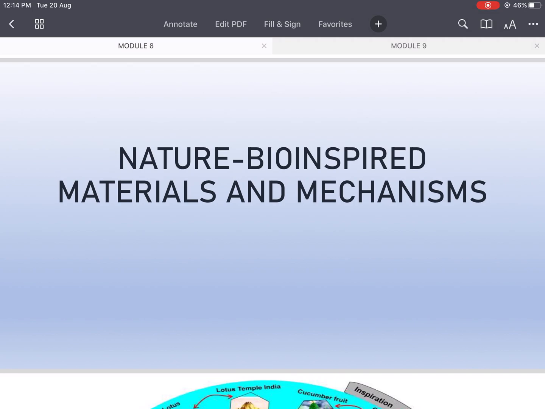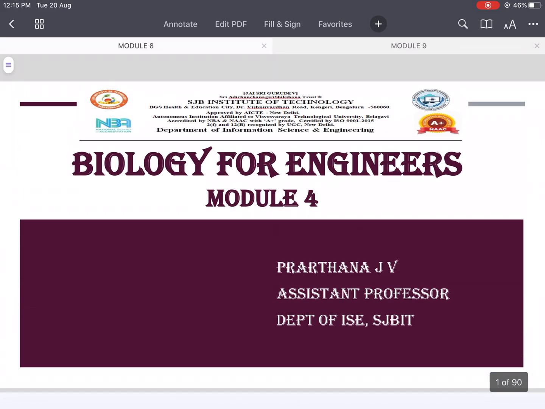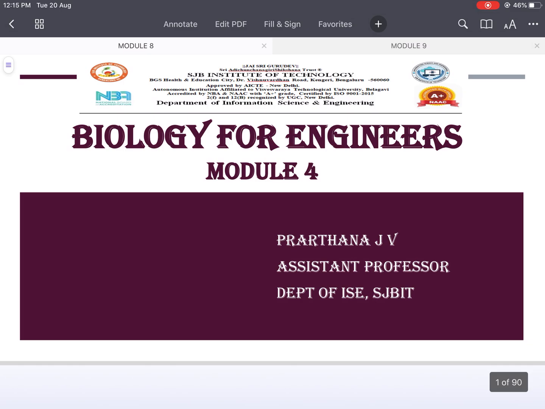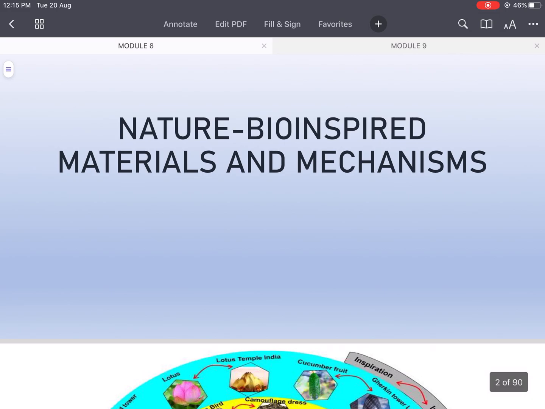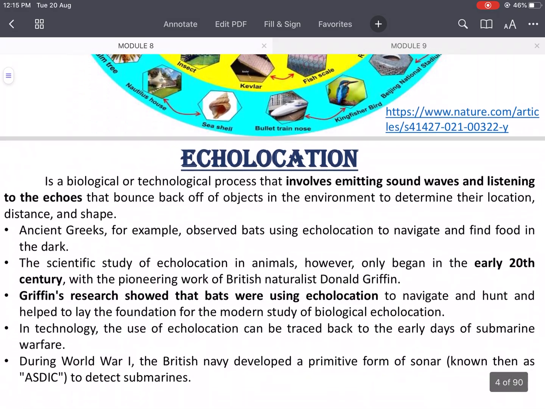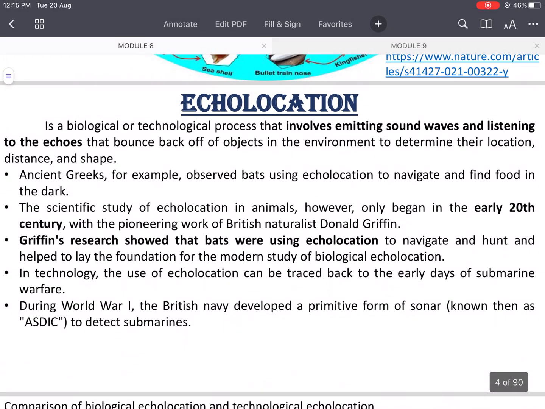There are numerous mysteries in the biological world, in the ecosystem. We are trying to take a few concepts, replicate or mimic them, and adopt them as a form of technology. So in this particular module, we are talking about bio-inspired technology, materials, or mechanisms. The very first one, echolocation.